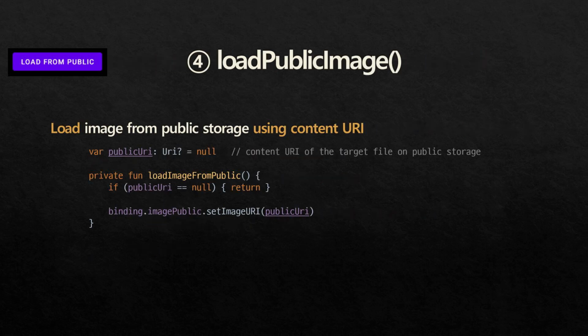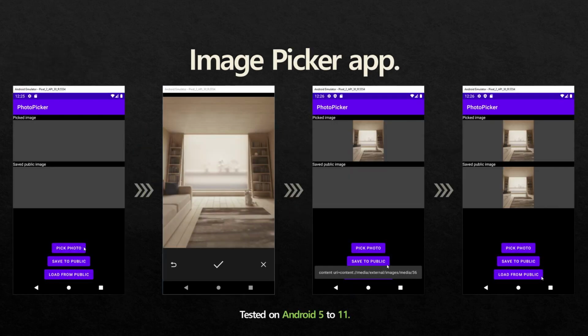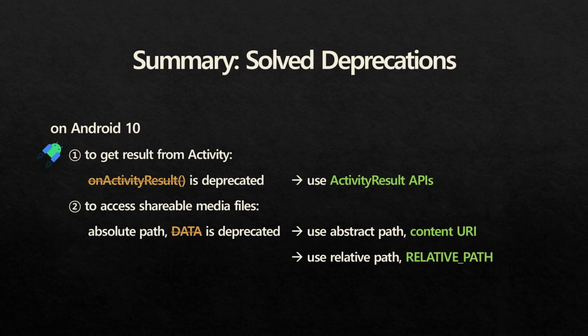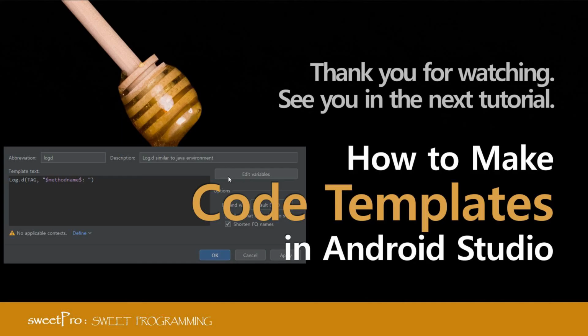When reading a file stored in public storage, you can use the content URI of the file. The PhotoPicker app is tested on Android 5 to 11. This is a screenshot while running. This is a summary of the restrictions and solutions that have been explained for each Android version so far. This is a summary of some API deprecations and alternatives for the PhotoPicker app. The full source code is linked below the video.